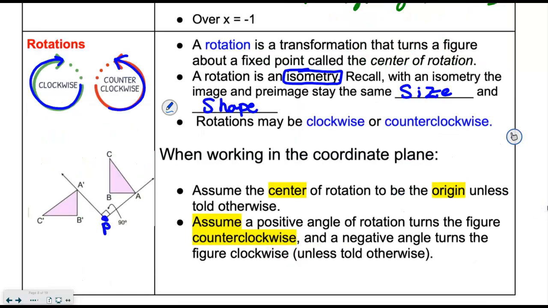So when working in the coordinate plane, okay, what's a coordinate plane? Well, vocabulary, that's our x-axis, y-axis, and we usually have the grid, right? Just like I had up there. It says you are to assume that the center is the origin, (0, 0), unless told otherwise, and you're going to assume that you're going to move counterclockwise. So if it just says 45 degrees, you're going to assume it's 45 degrees against the clock unless told otherwise.